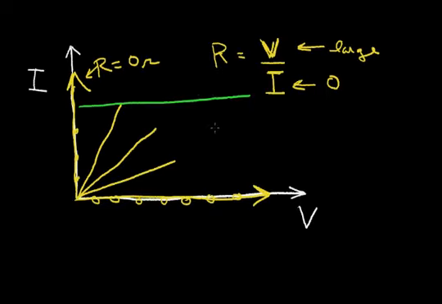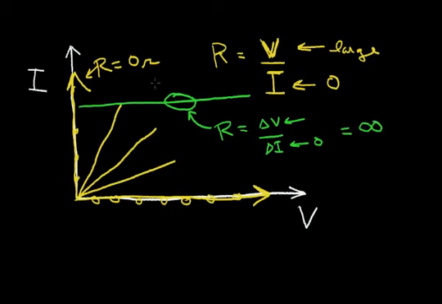Now what that means is that resistance, if I say resistance is equal to change in voltage divided by change in current. Say for this region right here, I want to calculate this resistance on this part of the curve. Well, the current change is 0, and the voltage change can be quite large. And anything divided by 0 is equal to infinity. So a current source, this horizontal line, a current source you can think of as having infinite resistance.